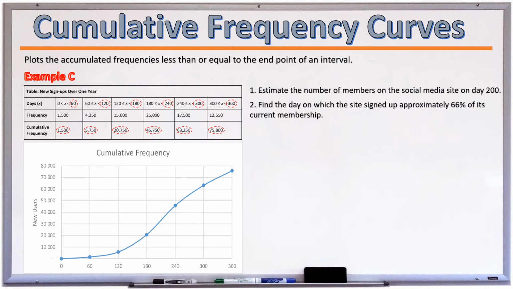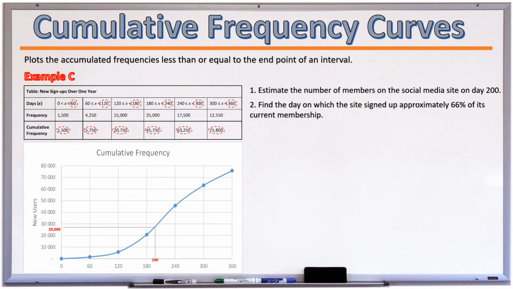Estimate the number of members on the social media site on day 200. And example 2. Find the day on which the site signed up approximately 66% of its current membership. Solution 1. Let's try to estimate the number of site members on day 200. We first need to find the 200th day on the x-axis of our graph, and then read off the corresponding value on the y-axis, the cumulative frequency. Reading from the graph, the 200th day had a cumulative frequency of about 29,000 users.